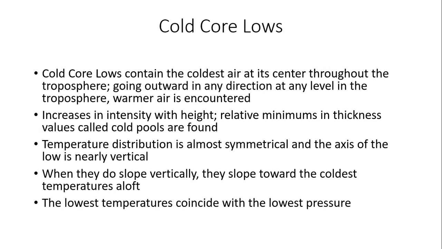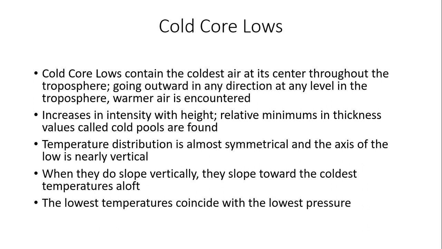Now, cold core lows contain the coldest air at their center throughout the troposphere. Going outward in any direction at any level in the troposphere, warmer air is encountered. So cold core lows contain, again, the coldest temperatures at their center. Now, cold core lows increase in intensity with height. Their relative minimums in thickness values are typically called cold pools. This is where they're found.